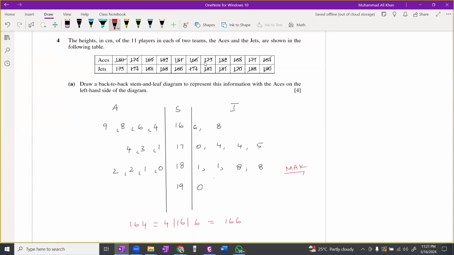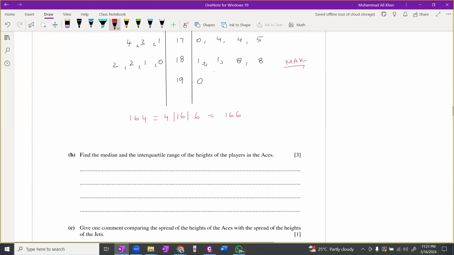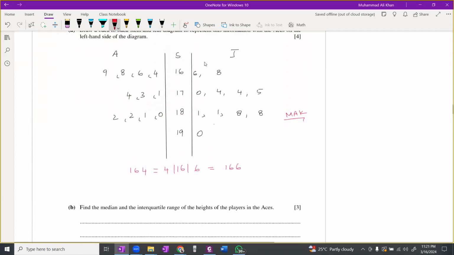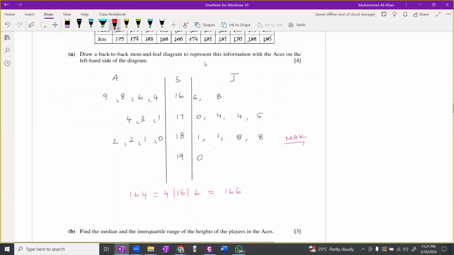After that we have to calculate median and interquartile range of aces. अब आप देखिए, मीडियन कैलकुलेट करने के लिए we have to calculate Q2, the middle value, then Q1 for calculating the interquartile range, and Q3. How to calculate Q2? जरा चेक कीजिए टोटल वैल्यूज कितनी हैं. 1, 2, 3, 4, 5, 6, 7, 8, 9, 10, 11. The total values are 11.